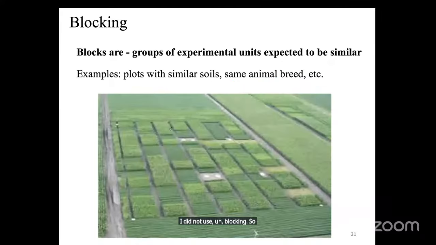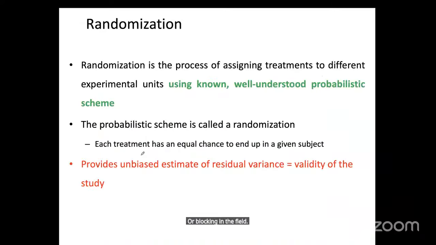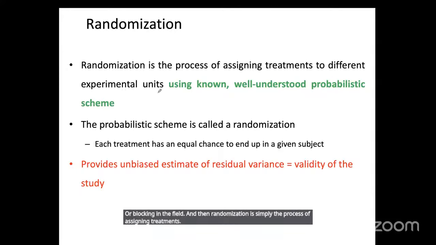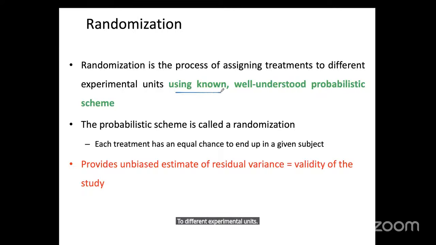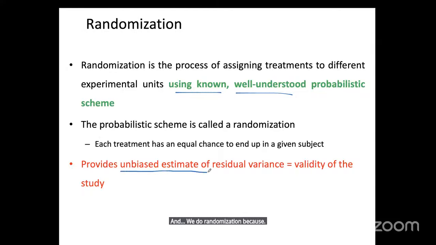So in the field, we can see things that look like this. These are also examples of blocking in the field. And then randomization is simply the process of assigning treatments to different experimental units using a well-understood probability scheme. Here, each treatment is supposed to have an equal chance of ending up on any experimental unit. We do randomization because we want to have unbiased estimates of the experimental error variance, which will give us validity of the study.